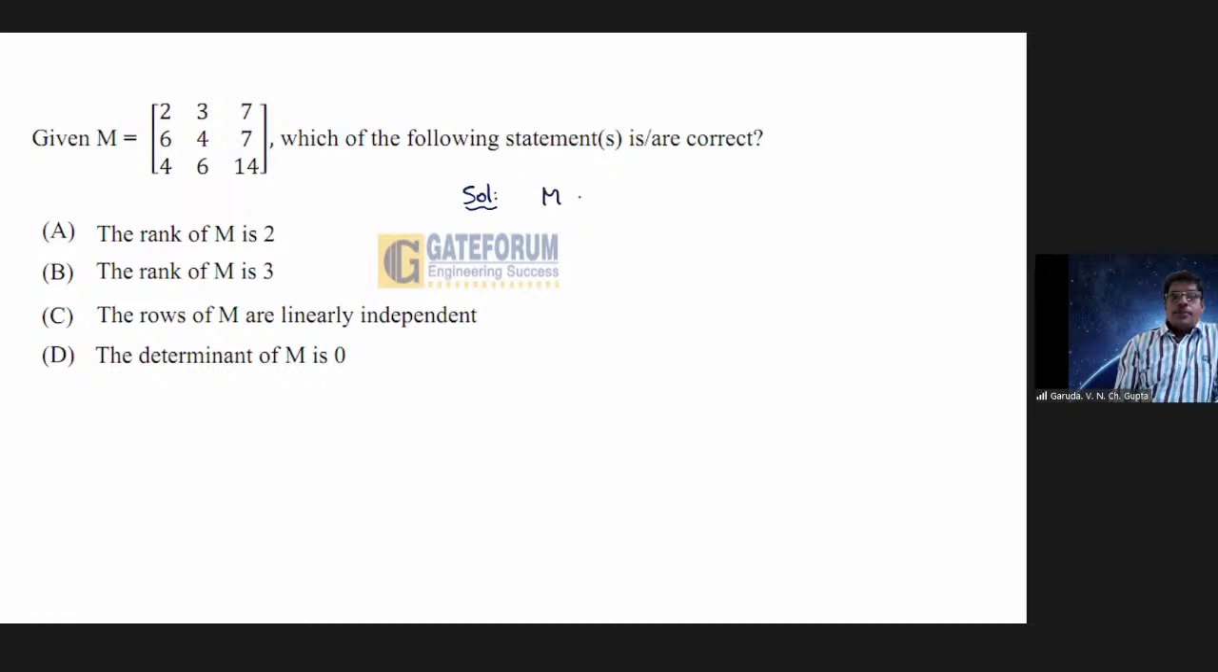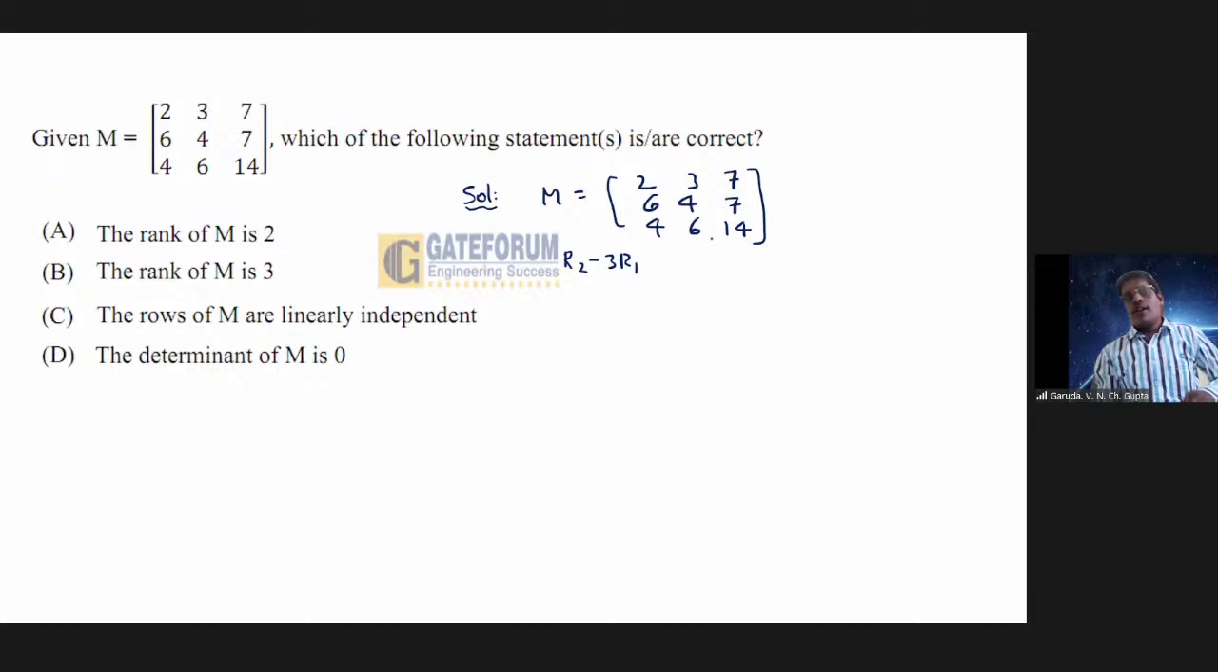M is equal to the 3 by 3 matrix 2, 3, 7; 6, 4, 7; 4, 6, 14. Find the rank by reducing this matrix into row echelon form. So applying R2 minus 3R1. That is row. What is row echelon form? Which is an upper triangular form. That means reduce this matrix such that elements below the diagonal are 0. Okay.